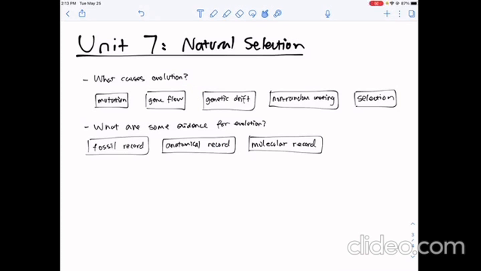Unit 7 is natural selection, and natural selection is one of the causes for evolution, and the other causes such as mutation, gene flow, genetic drift, and non-random mating are all mostly random processes. And some evidence for evolution includes fossil records, anatomical records, and molecular records.